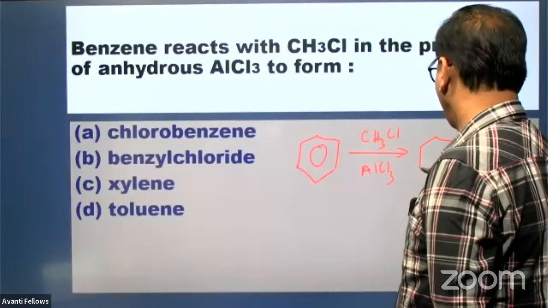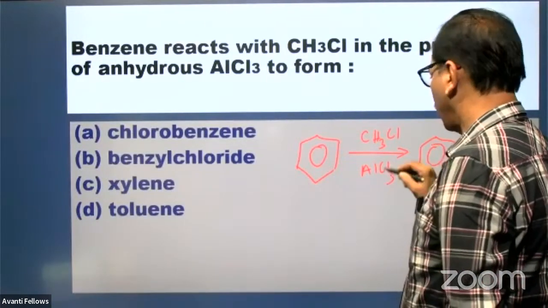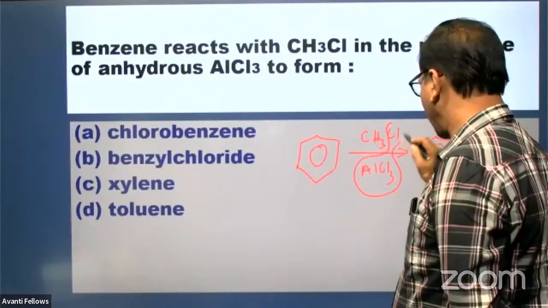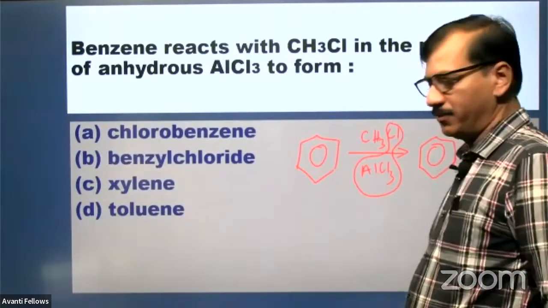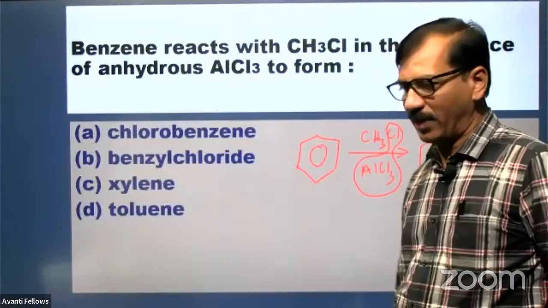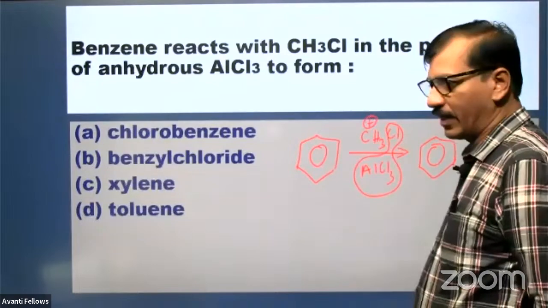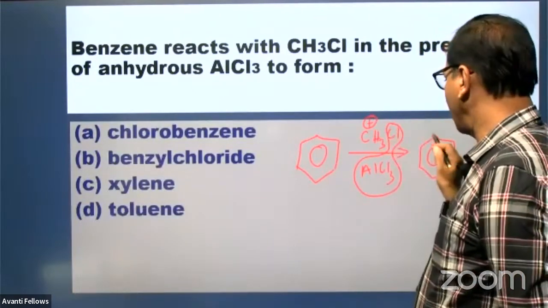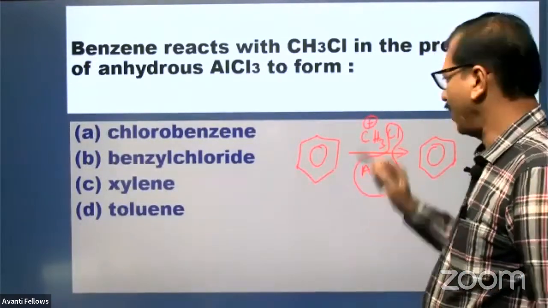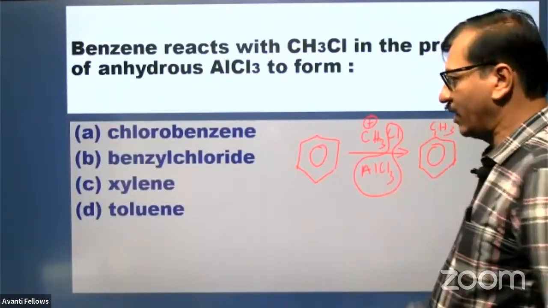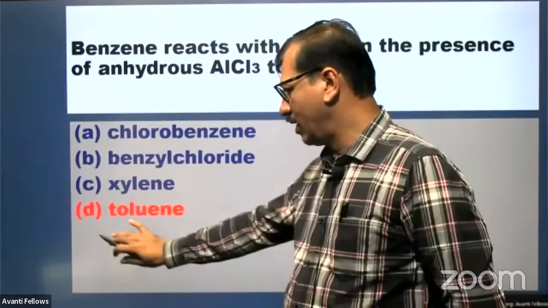So what should it give? This is an electrophilic substitution. Cl will go to the electron-deficient AlCl3 to form AlCl4 minus ion, and the electrophile CH3 plus is generated. This electrophile is substituted; H goes away from some position. So C6H5CH3 is toluene. Therefore, toluene is the answer.